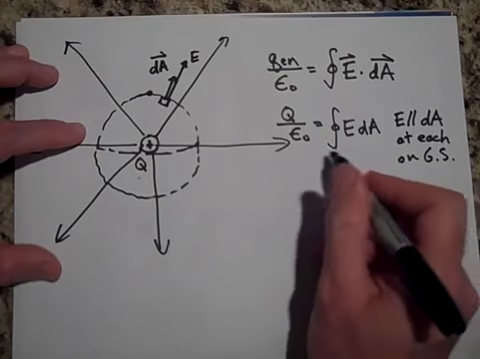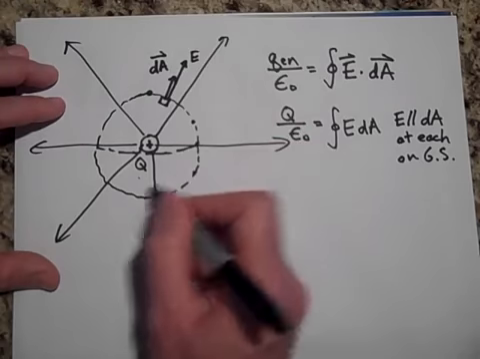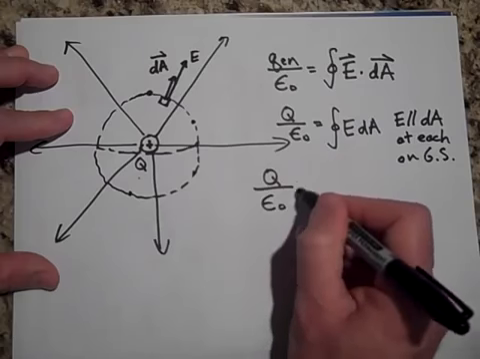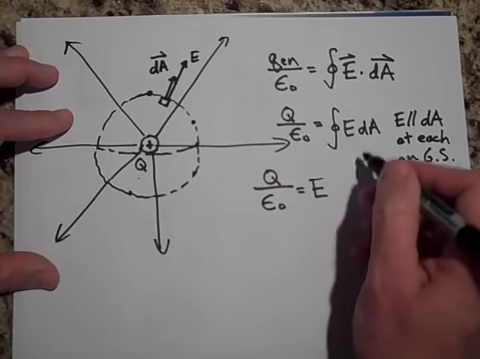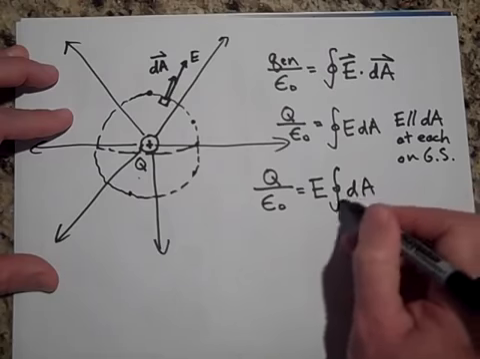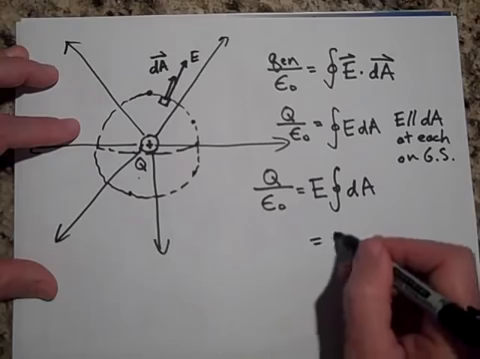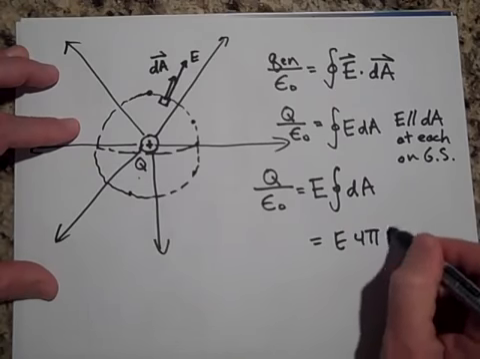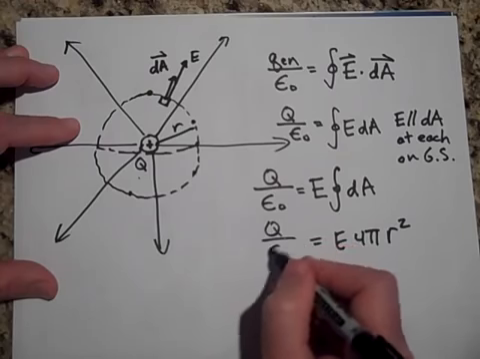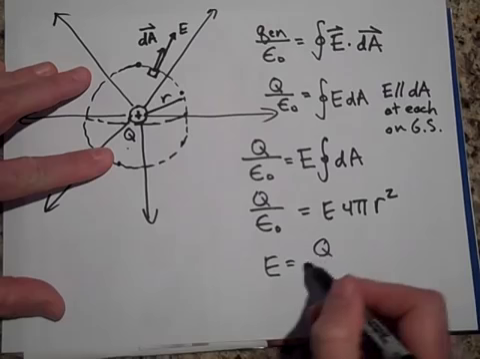Then I could pull the E out of the integral, because why is E any bigger here than here than here? Because of the symmetry, it's got to be the same. So it's Q enclosed over epsilon naught, and I pull E out of the integral because it's the same at every location. Now when I add up all these dAs, I just get the total area of the Gaussian surface. So that's going to be E times 4 pi r squared, where this is r. And then I can solve for E.